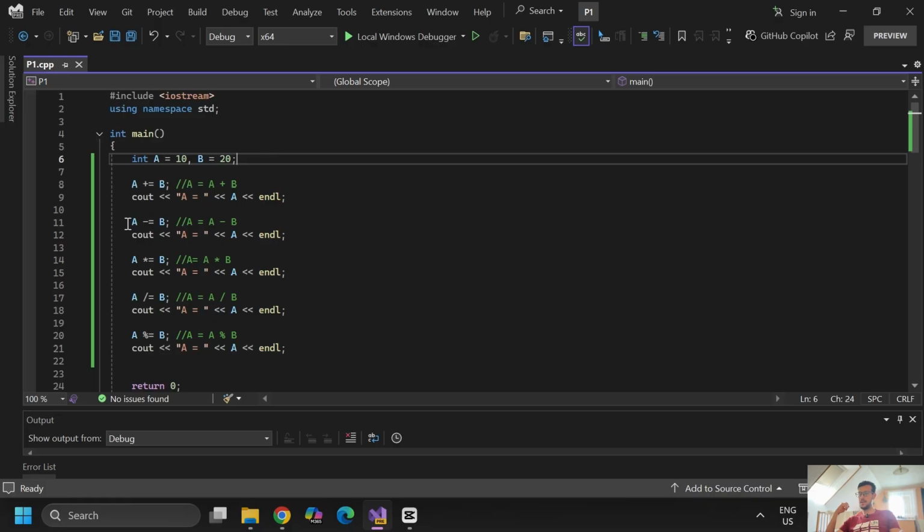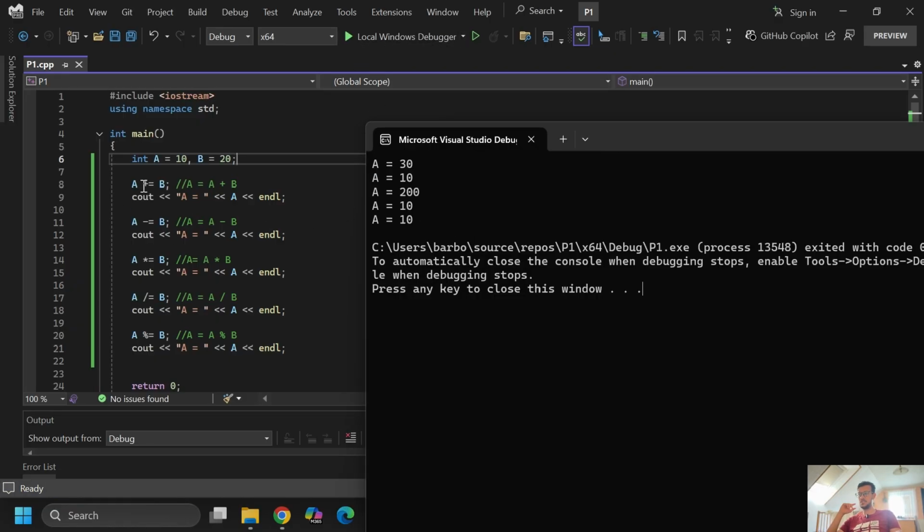And after that, a minus equal b. Don't forget that a is already 30. So 30 minus 20, because a minus equal b is exactly like a equal a minus b. So 30 minus 20 will give us 10. So let's first run this program to explain it with the result.